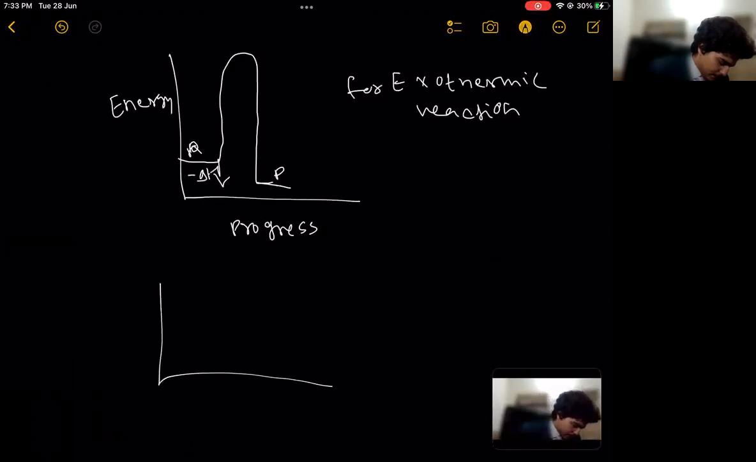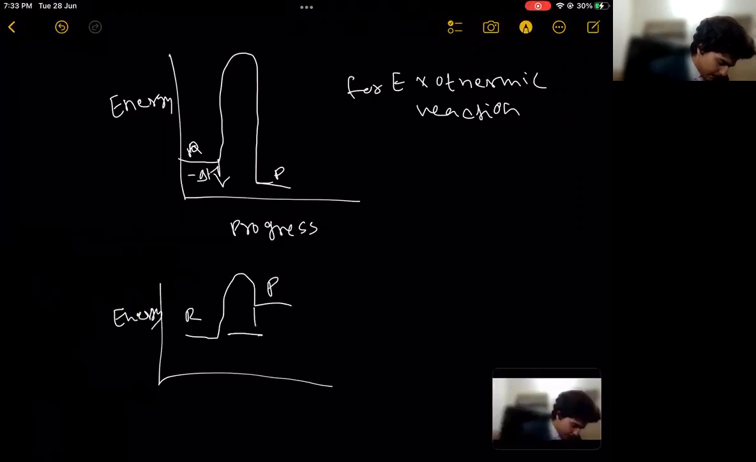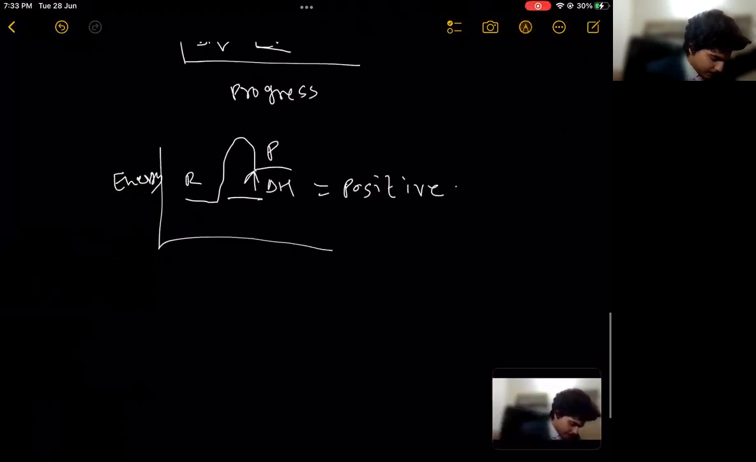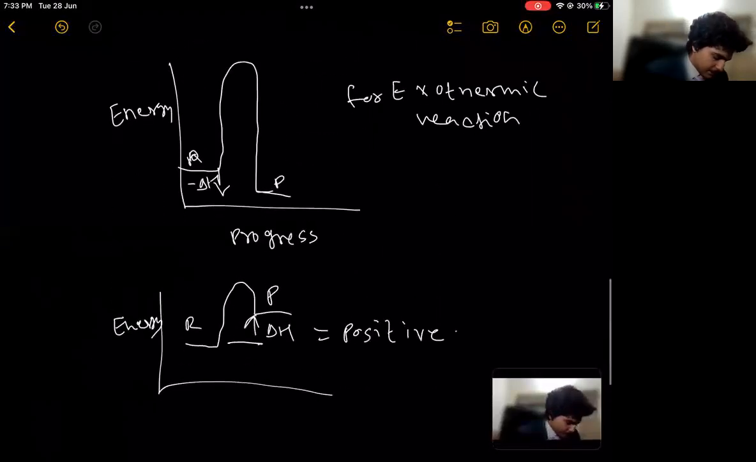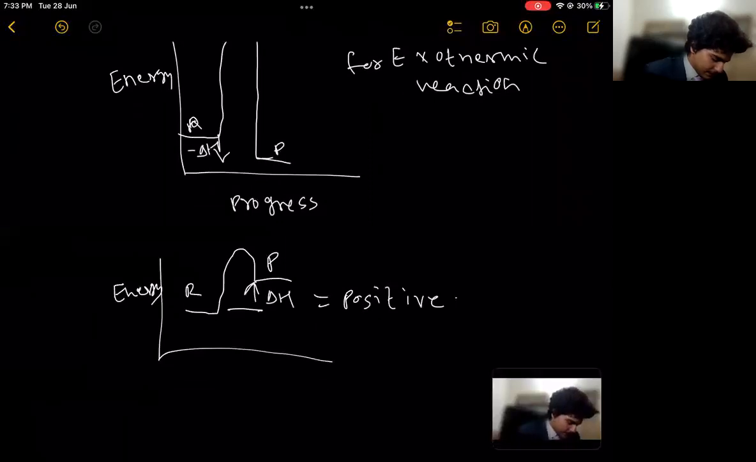Now, this one is for an endothermic reaction. You can see that delta H or the enthalpy change is positive. The reaction is taking in heat. So this one is for an endothermic process or endothermic reaction.